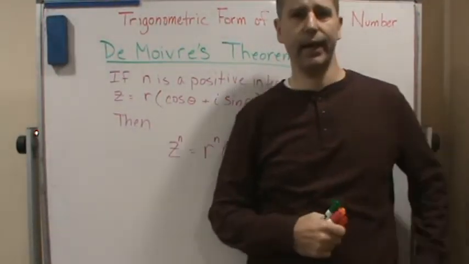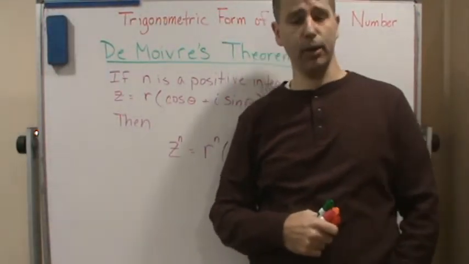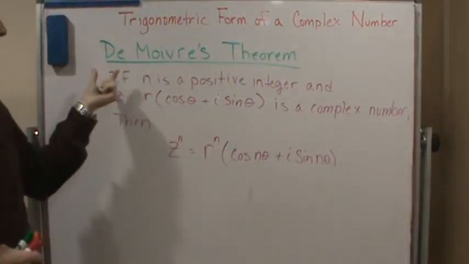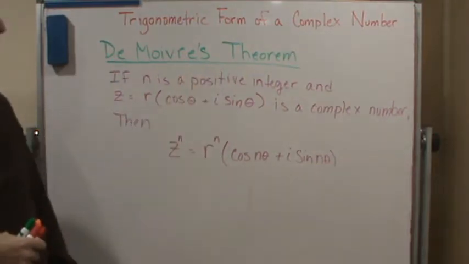Okay, welcome back, and today we're going to talk about a theorem. This is a theorem that deals with complex numbers, and it's called de Moivre's theorem.